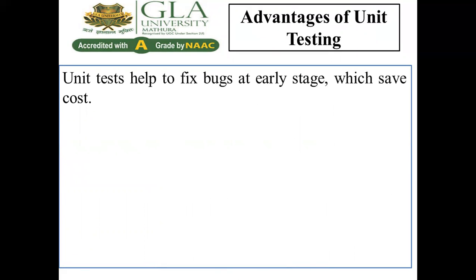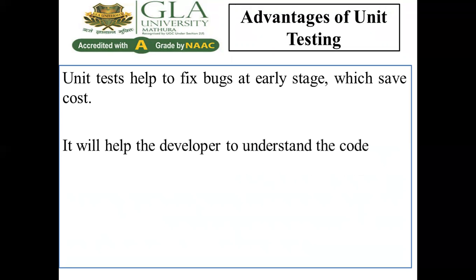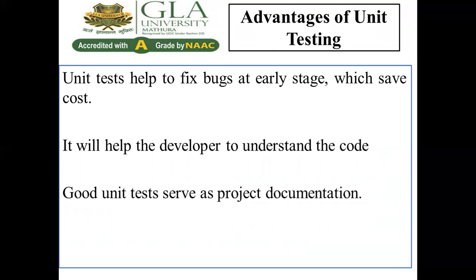Next, we will see the advantages of unit testing. The first one is that unit tests help to fix bugs at an early stage and save cost, because at the very initial level the developer is developing that particular application and also performing testing. So at the initial level the developer would be able to know whether this particular phase has been developed properly, according to predefined criteria, or not. It will help the developer to understand the code, to see the code, or to understand the working of a particular module. Good unit tests serve as product documentation, we can say this.